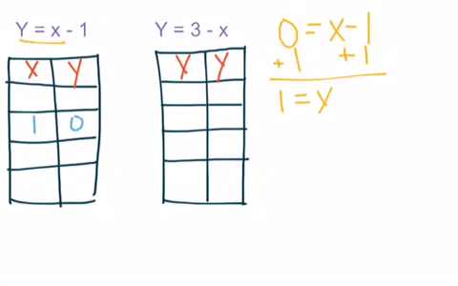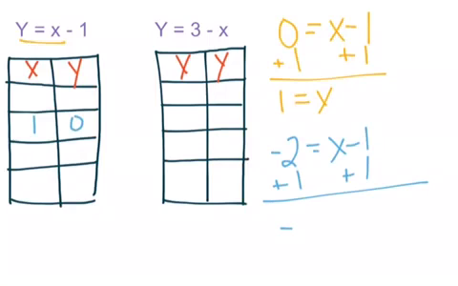Let's say that y equals negative 2. If y equals negative 2, we sub that in for y. Negative 2 equals x minus 1. Add 1 to both sides. We have negative 1 equals x. So when y equals negative 2, x equals negative 1.